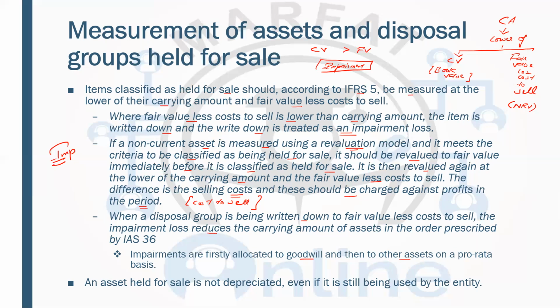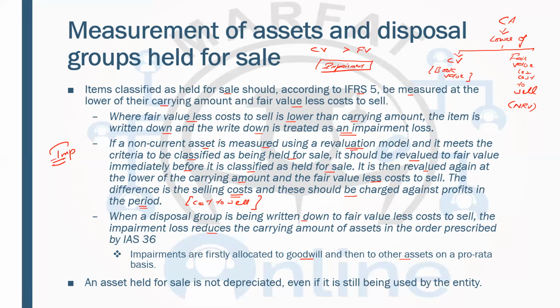So this second point is very important. When you have assets which are on the revaluation model, immediately before classifying them as held for sale, you have to revalue them. When you revalue them, they are already at fair value. So this carrying value represents the fair value. And then when you compare it with the fair value less cost to sell, the only difference will be the cost to sell, which should be recorded against the profit. That means in the profit or loss.